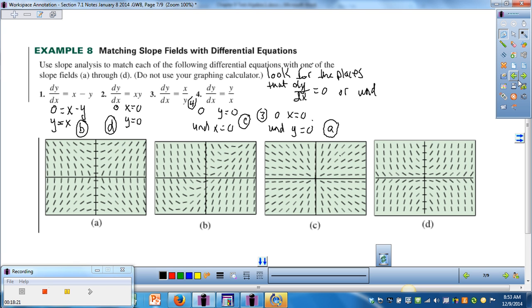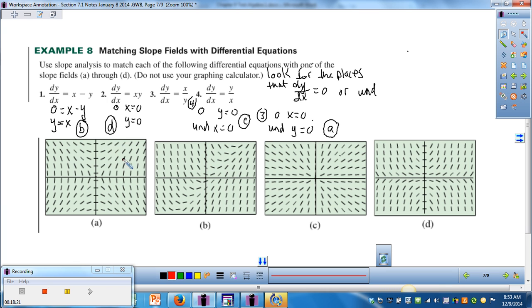So we're undefined at x equals 0. There are vertical tick marks there. And we are 0 at y equals 0. Someone asked in the last class what these functions would look like. Well, if I drew a solution to this one, and I'm not very good on this board doing it, but I'll do my best.